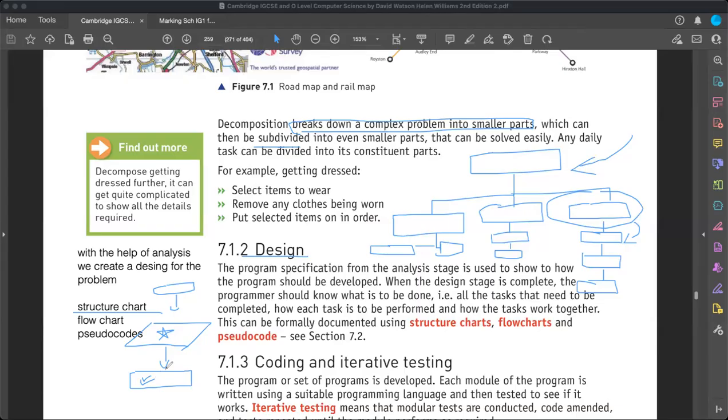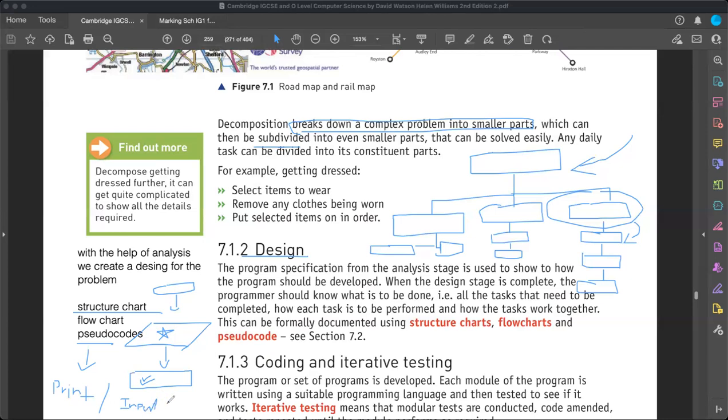So for the structure chart, I told you the decomposition method. Flowcharts are the symbols, and what are pseudocodes? Pseudocodes are the English type words. Like in our program, we use print, we use input. These words are called pseudocodes.